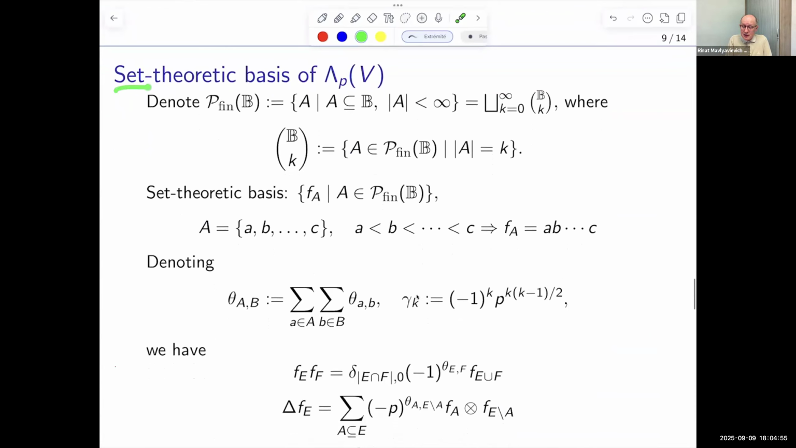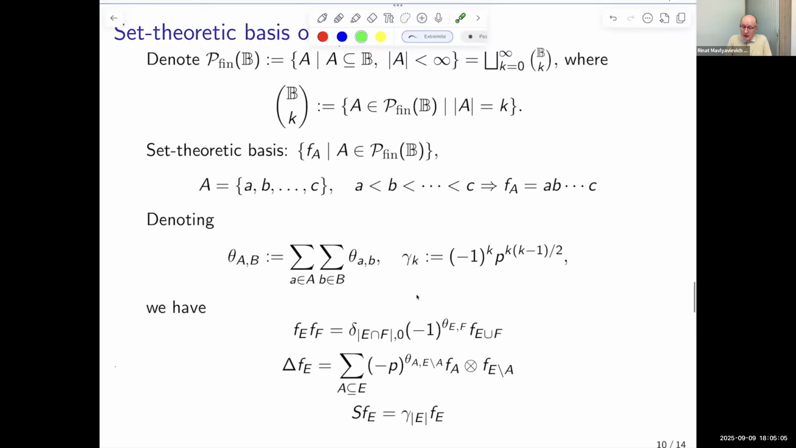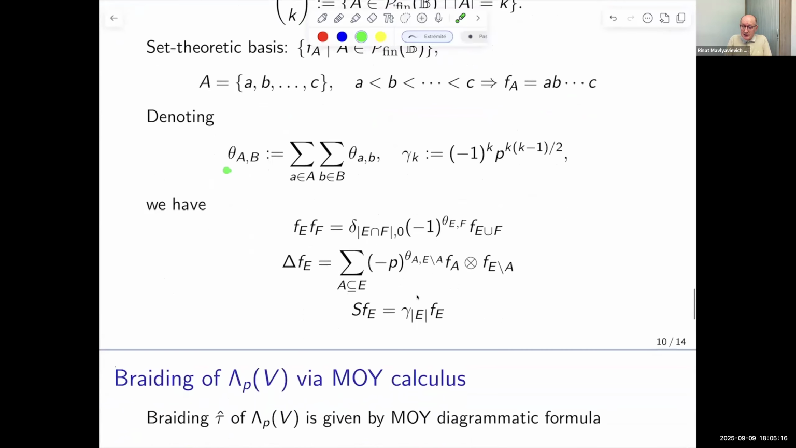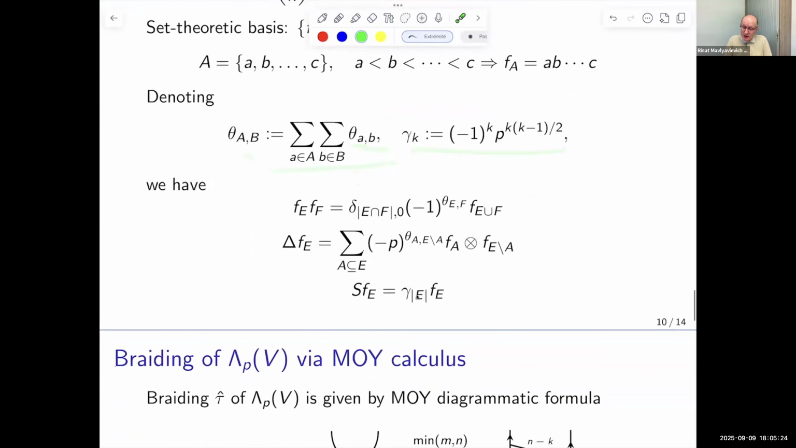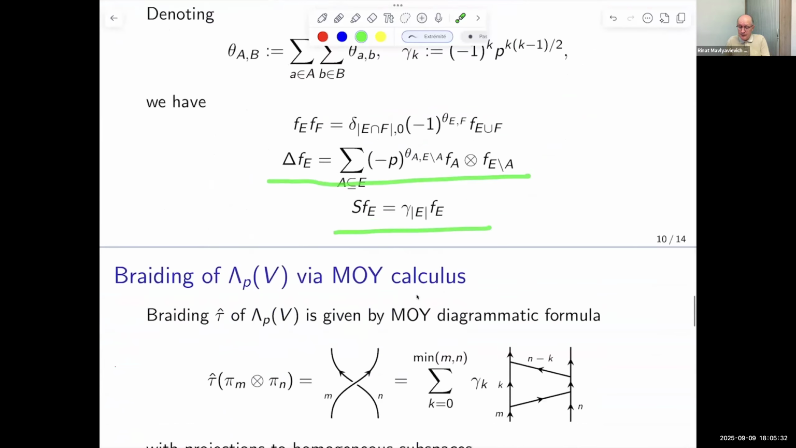So there is a set theoretical basis for this Hopf algebra given by finite subsets of the basis, with a notation for size k subsets. We take a product in the ordered manner, and then we extend the Heaviside to subsets just by summing over all elements. And with this Gaussian exponent as a notation for gamma k, we then have a product rule, a coproduct rule, and the antipode in the algebra.